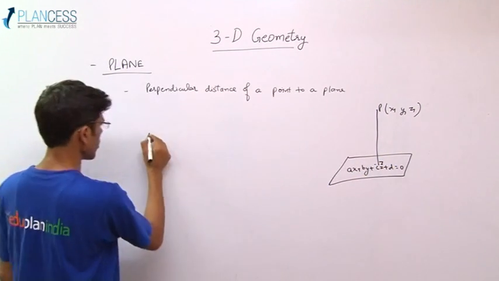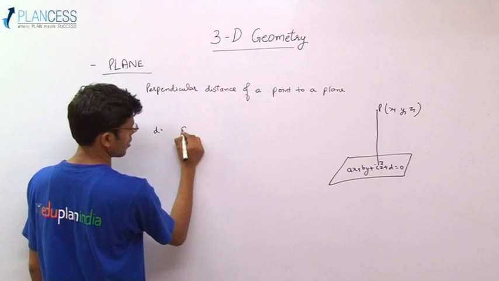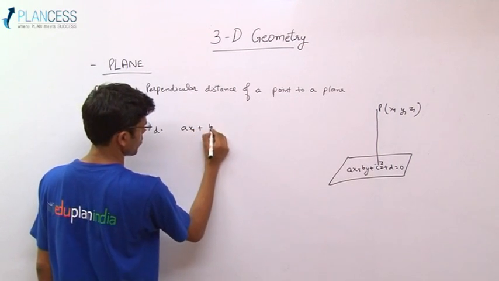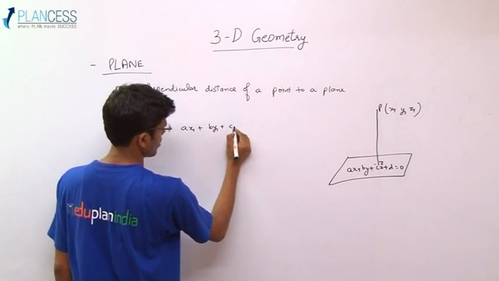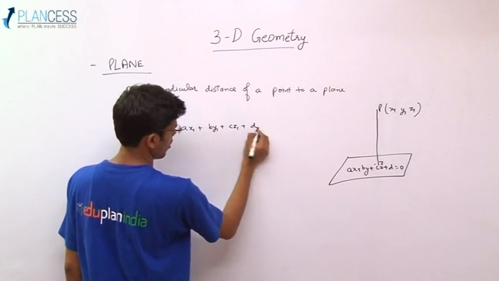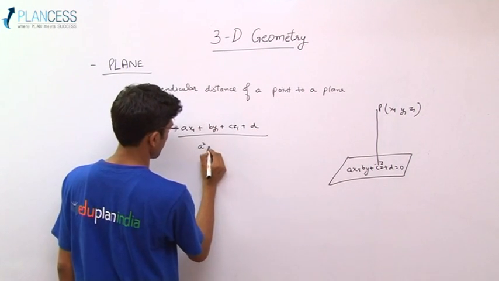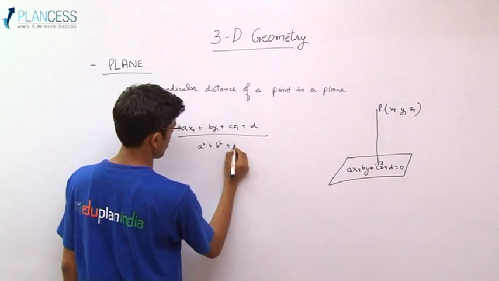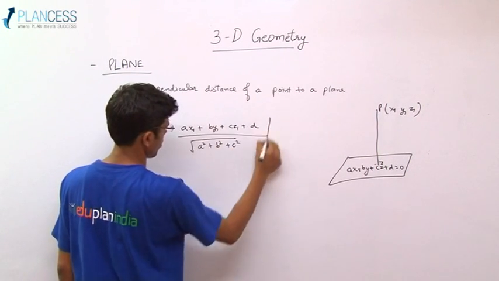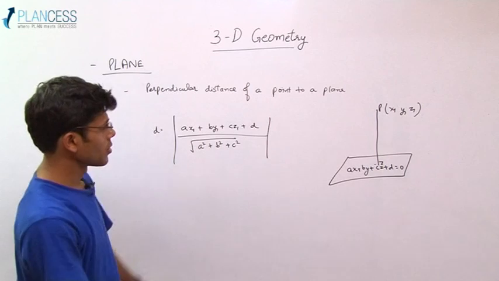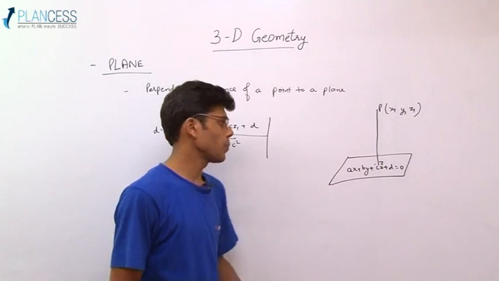So this distance d is given as ax1 plus by1 plus cz1 plus d upon square root of a square plus b square plus c square, whole modulus. So this is the perpendicular distance from the point P to the plane.